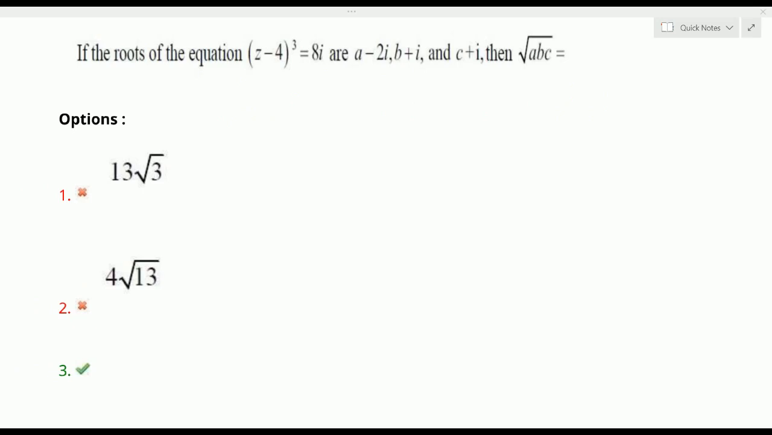Look at this question. What is given? If the roots of the equation (z minus 4) whole cube is equal to 8i are a minus 2i, b plus i and c plus i, then root over abc.